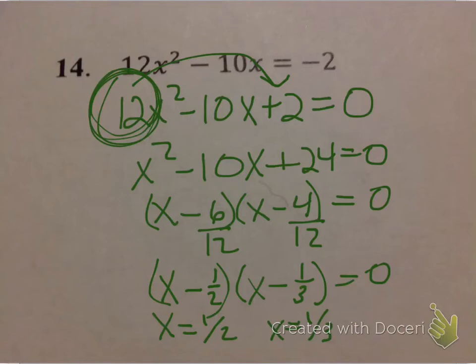Now, why couldn't we have used 12 and 2? If you use 12 and 2, you would have to have had negative 12 and positive 2. If you multiply negative 12 times positive 2, you don't get positive 24. You get negative 24. So that doesn't work. You can't do that. And so those are your solutions.